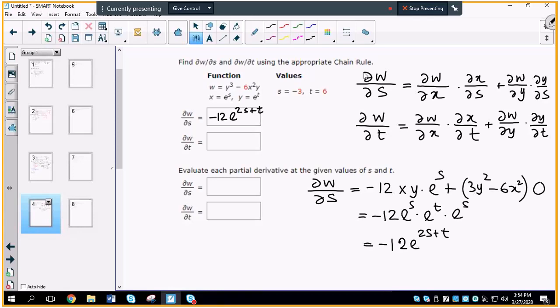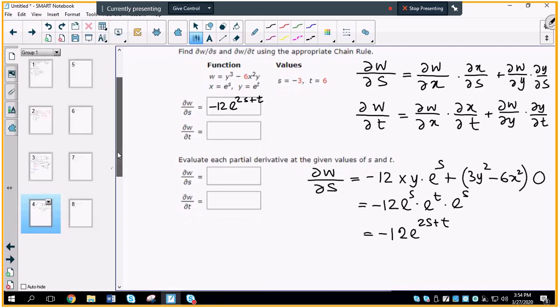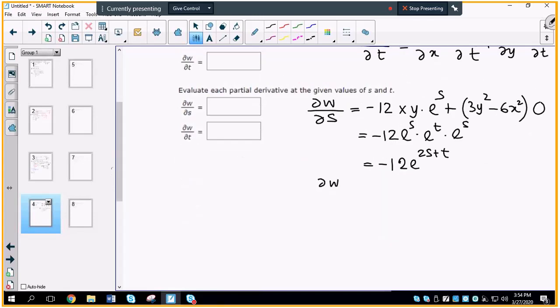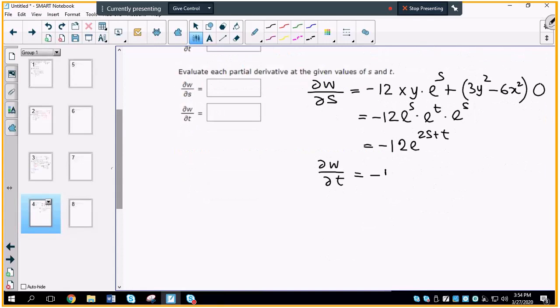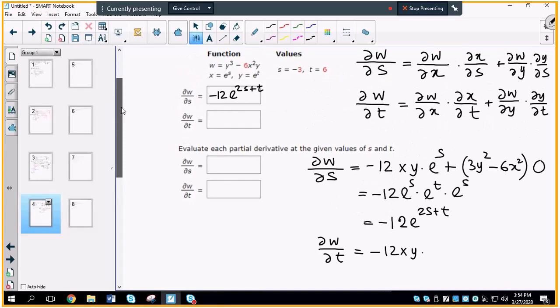How about del w del t? So pretty similar treatment of our function. So I want to do del w del t. So I do del w del x, and that is exactly the same thing. It's minus 12xy. But this time you are multiplying that by del x del t. But x is not a function of t. So this derivative is 0 plus, then you do del w del y, which is 3y squared minus 6x squared times del y del t, which this time is going to be e to the power t.